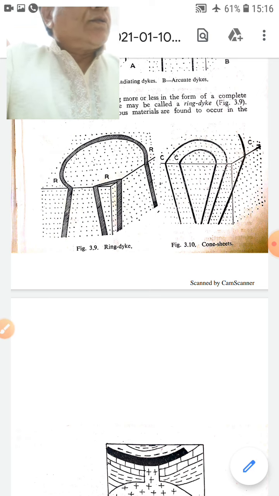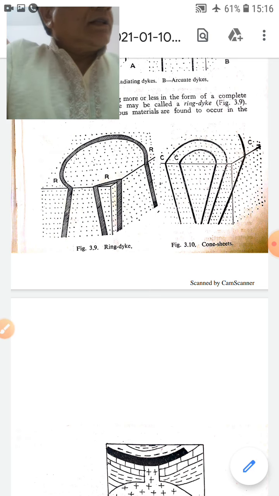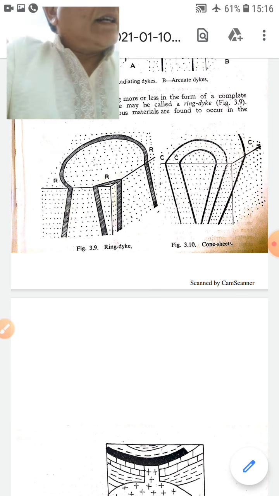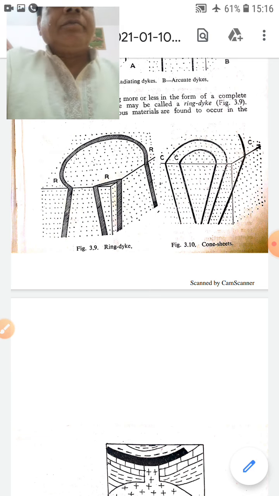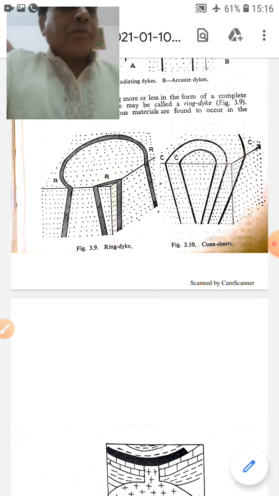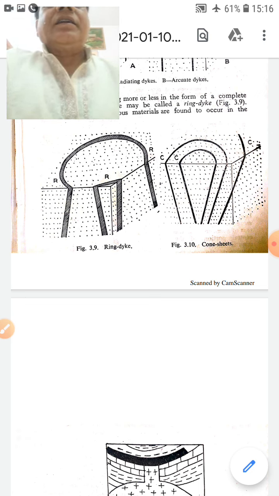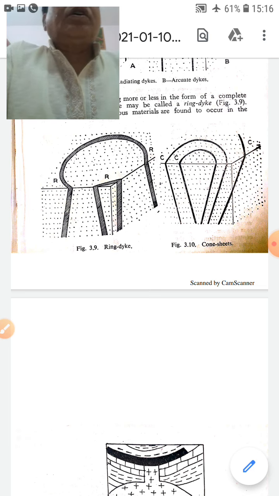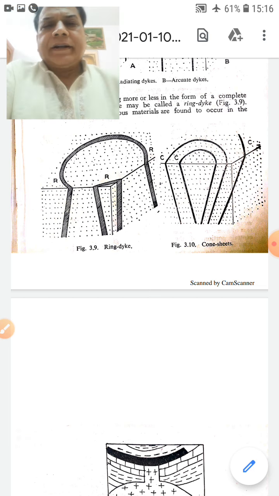Having covered sills and lopoliths, we'll come to the discordant forms. We already discussed the discordant forms. They cut across the country rock, meaning they are not parallel to the bedding planes or structural features in the rocks. They are at an angle or perpendicular. They cut across these, and amongst them the first is your dike.